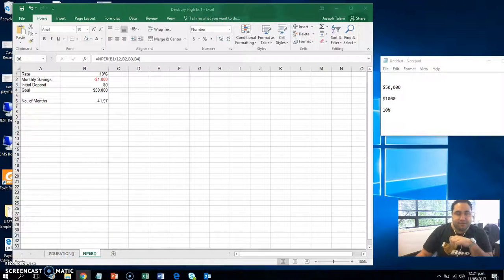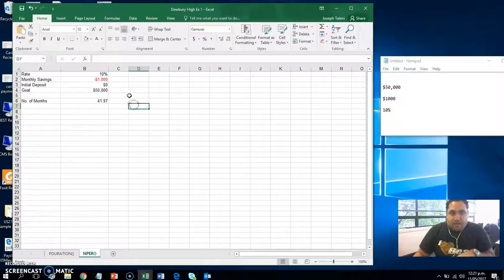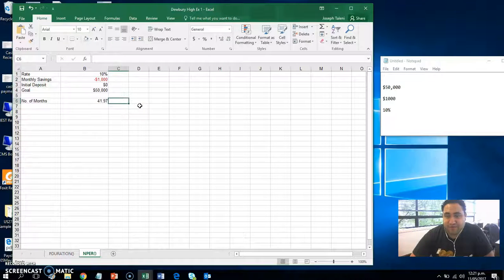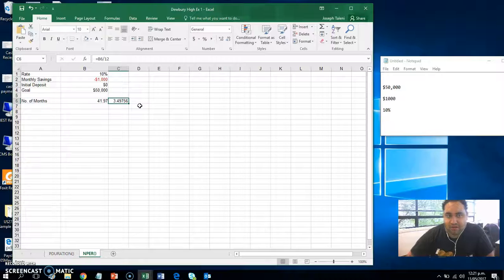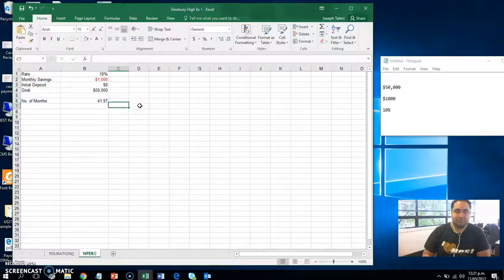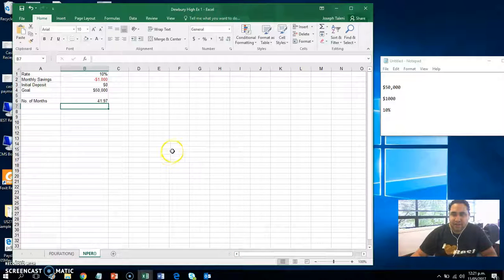Based on that, it's going to take them 41 months to get $50,000 for a holiday. That's a pretty big holiday. If we divide that by 12 months per year, if they put $1,000 each month into their account, they'll get $50,000 in about 3.5 years. So that's how you can do PDURATION and number of periods.